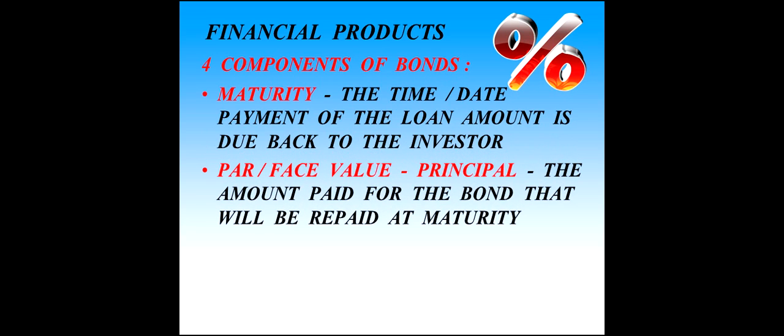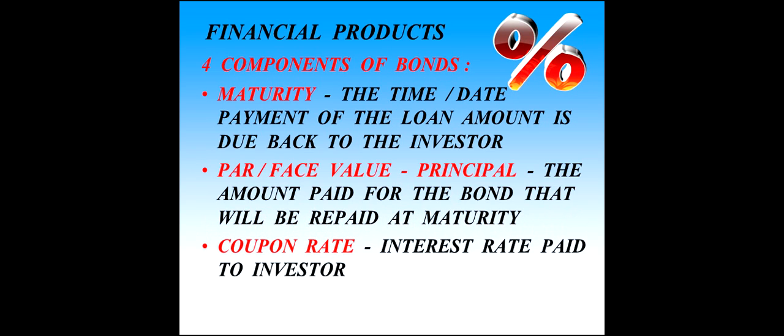Second term to be familiar with is what they call par or face value. Most people call it the principal, but financial advisors will still use par and face value in place of principal. What that is referring to is the actual amount that is paid for the bond that will be repaid at the maturity date. I used the example a moment ago of a $10,000 bond. The $10,000 would be the principal, the amount that I paid for it or that I'm lending to either the government or the corporation. Coupon rate is the interest rate paid to an investor.